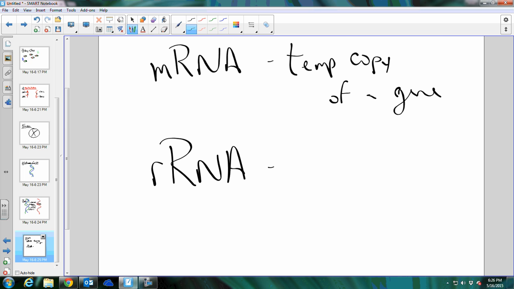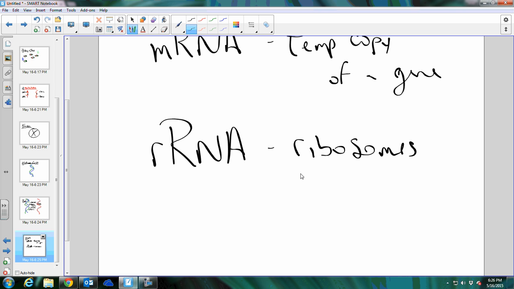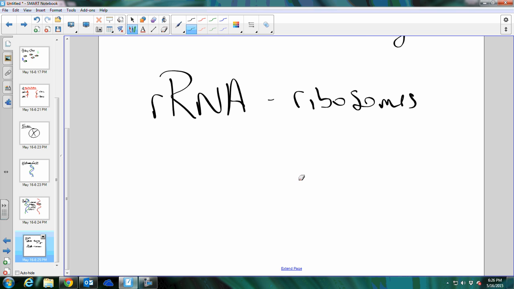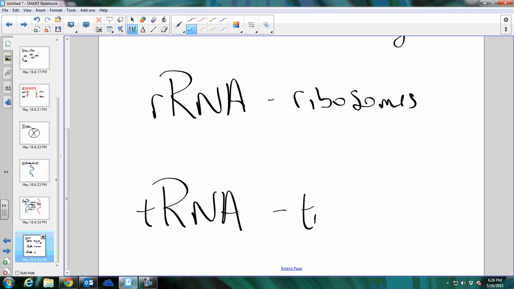rRNA makes up ribosomes, or is part of the makeup of ribosomes along with some special proteins. So that's ribosomal RNA. And then there is tRNA, which is the transfer RNA. Transfer RNA transfers amino acids to the ribosome during protein synthesis. There are other kinds of RNA, but we're not going to get into them.